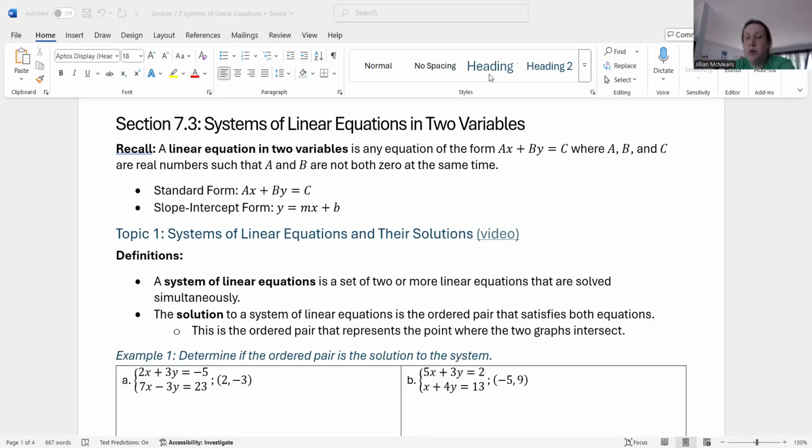For section 7.3, we're going to look at systems of linear equations in two variables. I absolutely love systems of equations. I think they're super fun. Hopefully you do too. We'll see. All right, so first of all, we need to review something.